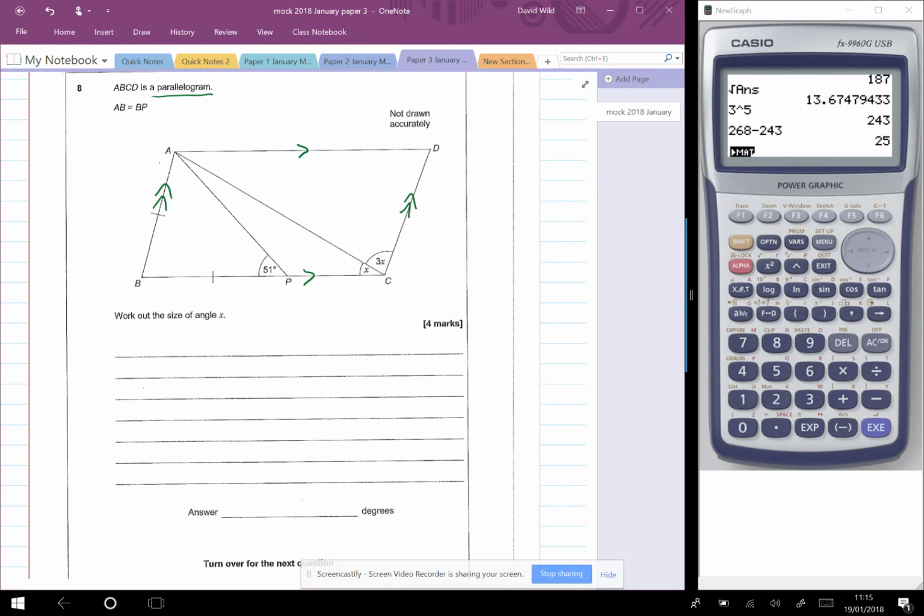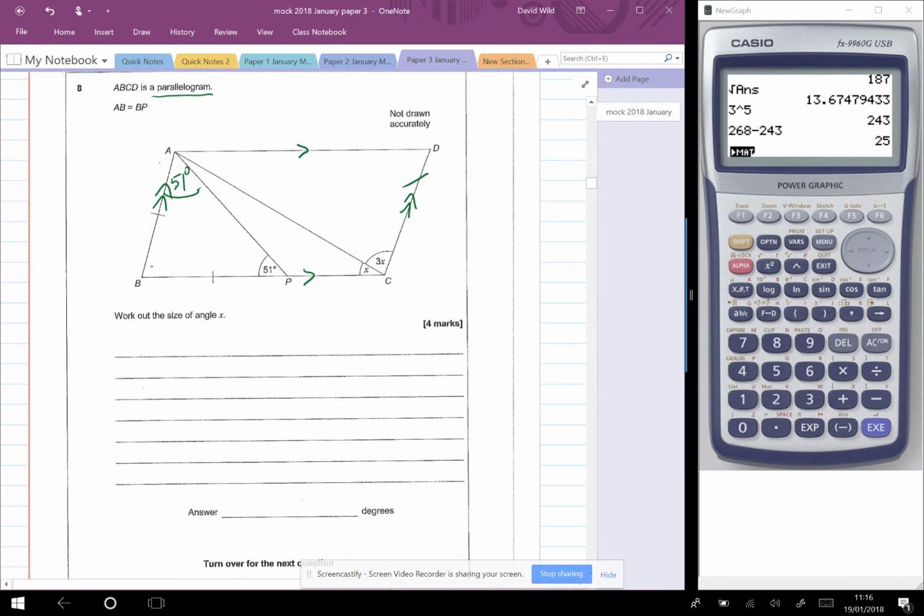We also know that this length is the same as this length. Okay, so we're also told that these two lengths are the same, which makes this thing the isosceles triangle. Now, if that's isosceles, then these two angles are the same, so this is 51.